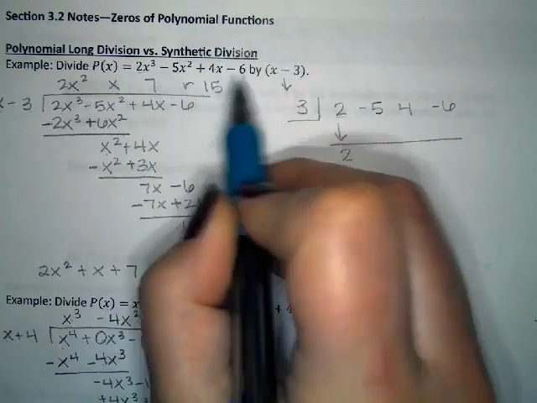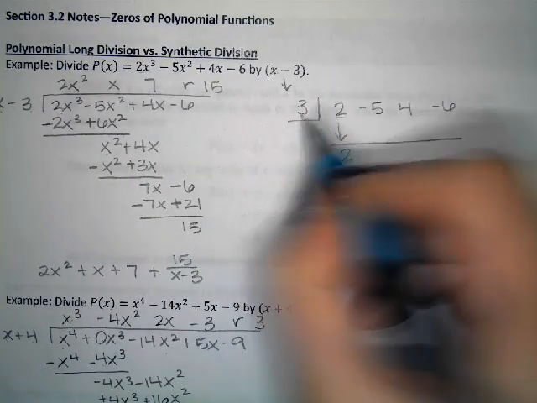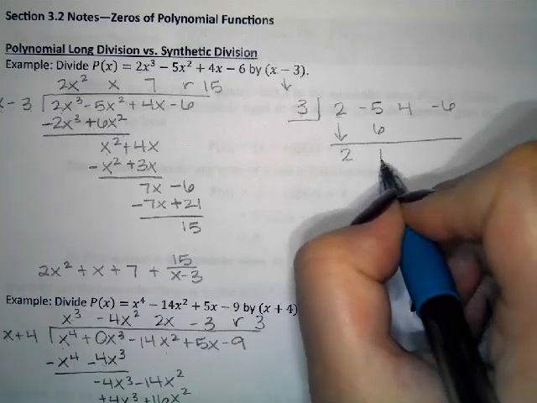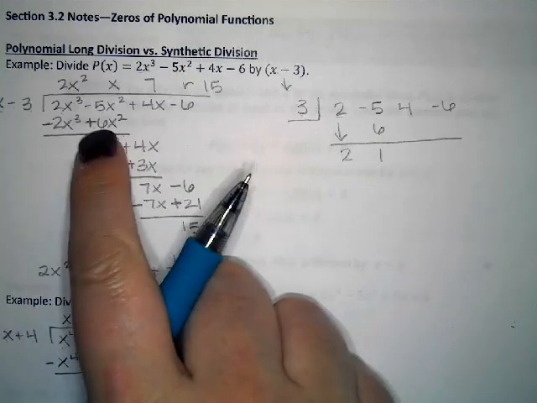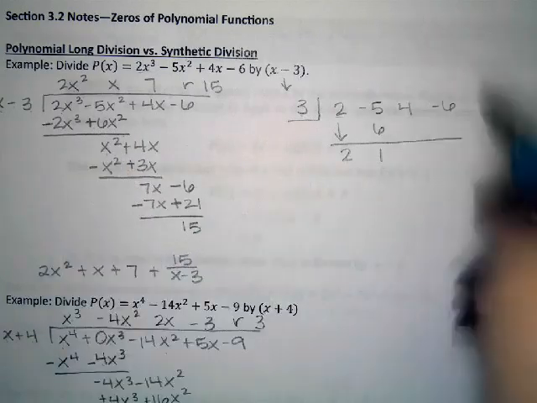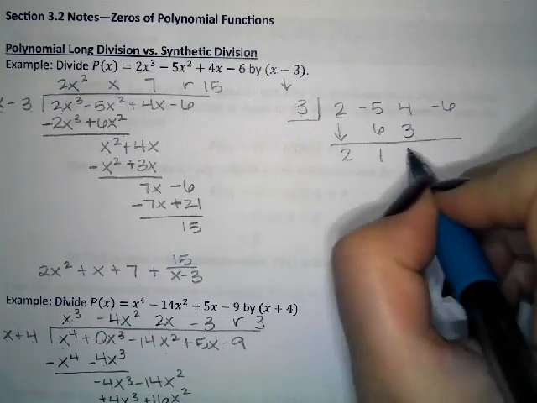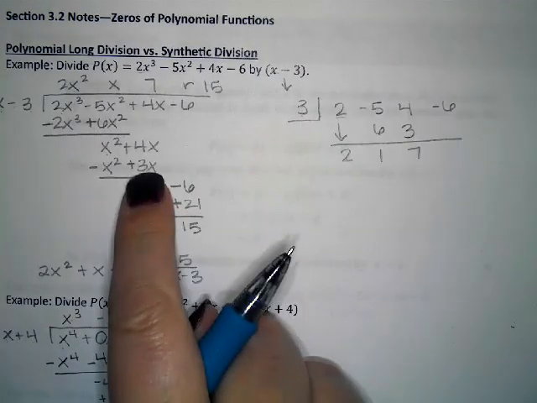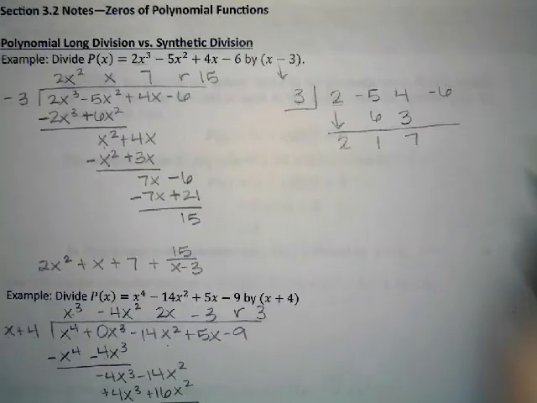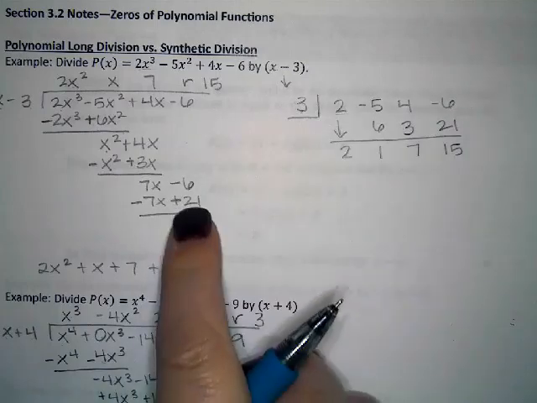All right, so what we do is we do 2 times 3 is 6, and then we add these together to get 1. And you can see what's happening here. This is the 6, and this is the 1x squared. All right, then we multiply it. 1 times 3 is 3. Add these together to get 7. So here's your 3, here's your 7. 7 times 3 is 21. Add these together to get 15. There's your 21, there's your 15.